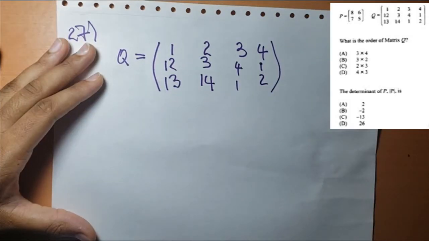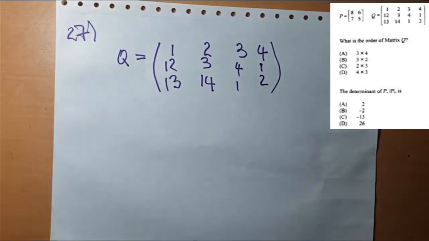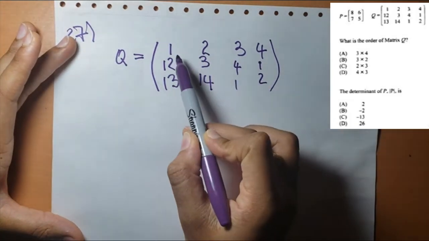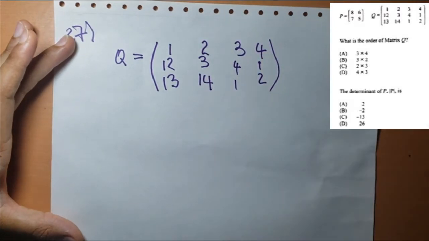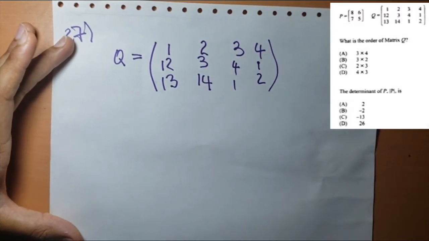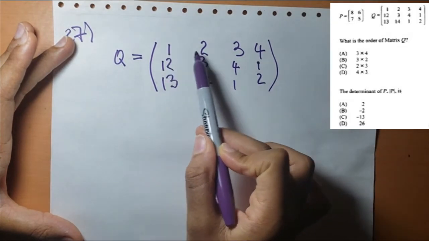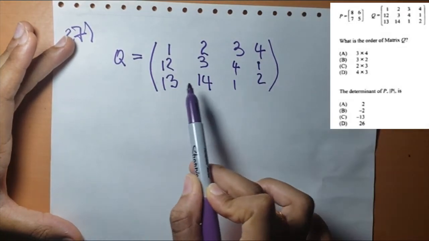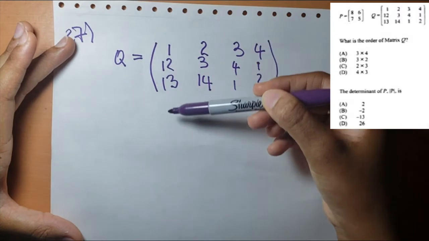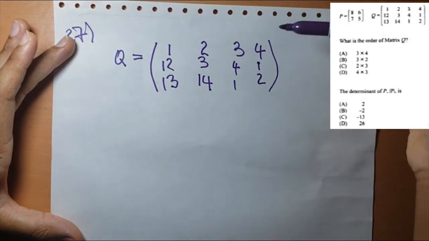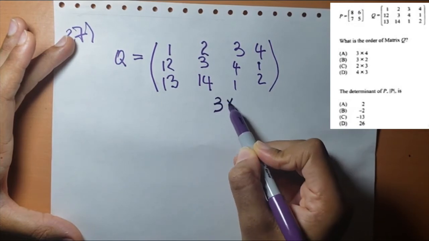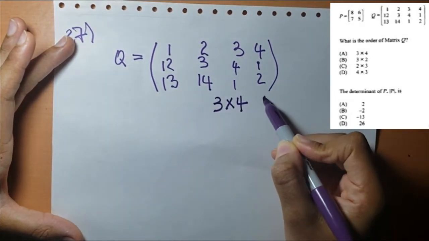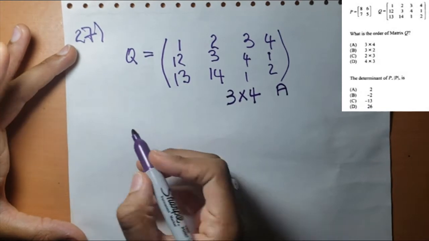Okay. So for this question, we're given a matrix Q and we're asked to find the order of the matrix. So this is called a row and this is called a column. When we're trying to find the order of a matrix, we first start with the rows. So we count the amount of rows. We have 1, 2, 3 rows, and we have 1, 2, 3, 4 columns. So therefore the order of the matrix is 3 by 4. And that is A.